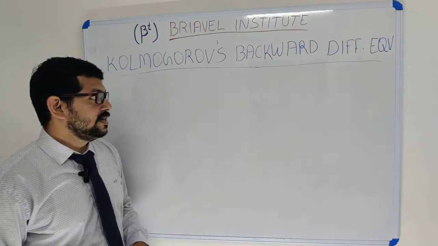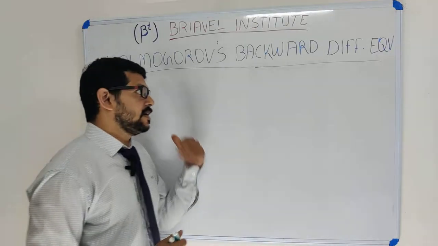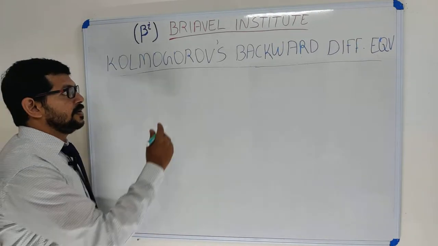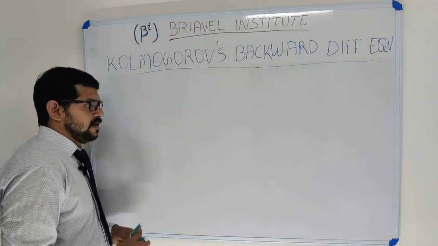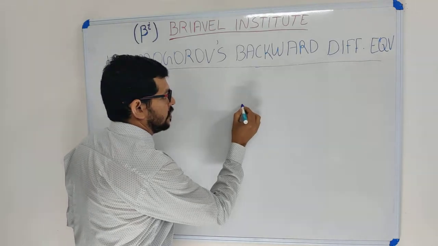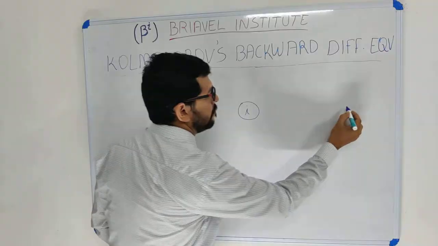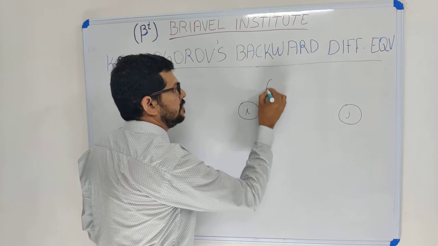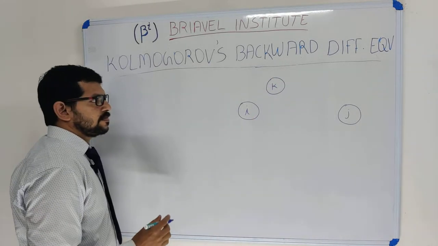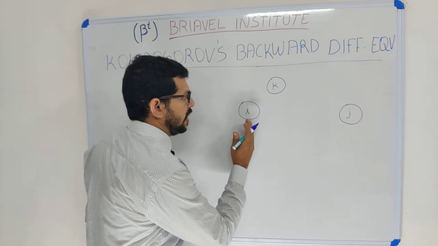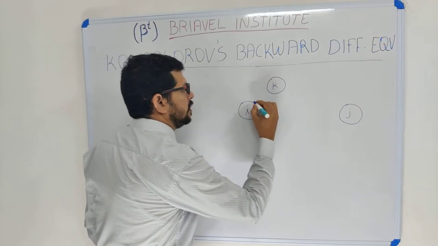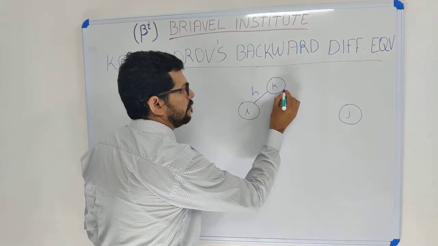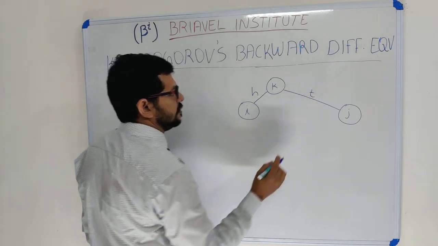In the last class, we learned the forward differential equation, its derivation and calculations, and how it is applied in our calculations. Now we are going to derive the backward differential equation. For that, I am considering two states, state i and state j, and one more intermediary state, k. So our equation is from the ith state to the jth state, with one more intermediary state k. From i to k the time is h, and from k to j the time is t.